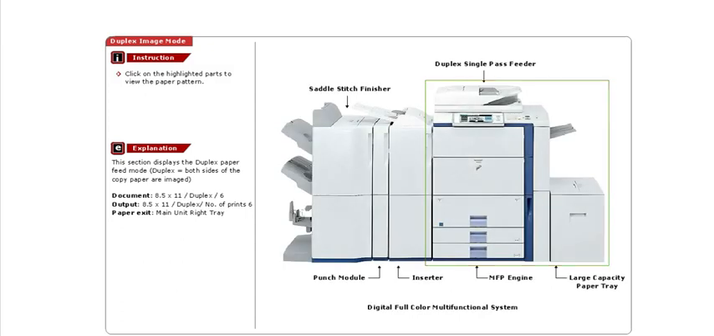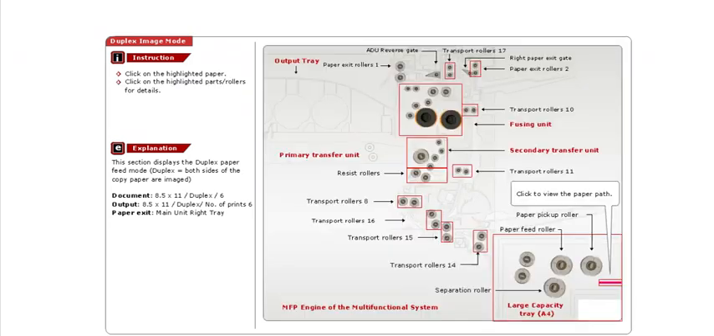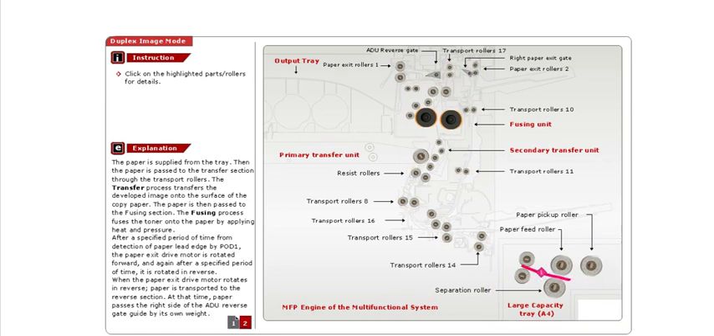This section displays the duplex paper feed mode. Duplex means both sides of the copy paper are imaged. The paper is supplied from the tray. Then the paper is passed to the transfer section through the transport rollers. The transfer process transfers the developed image onto the surface of the copy paper.